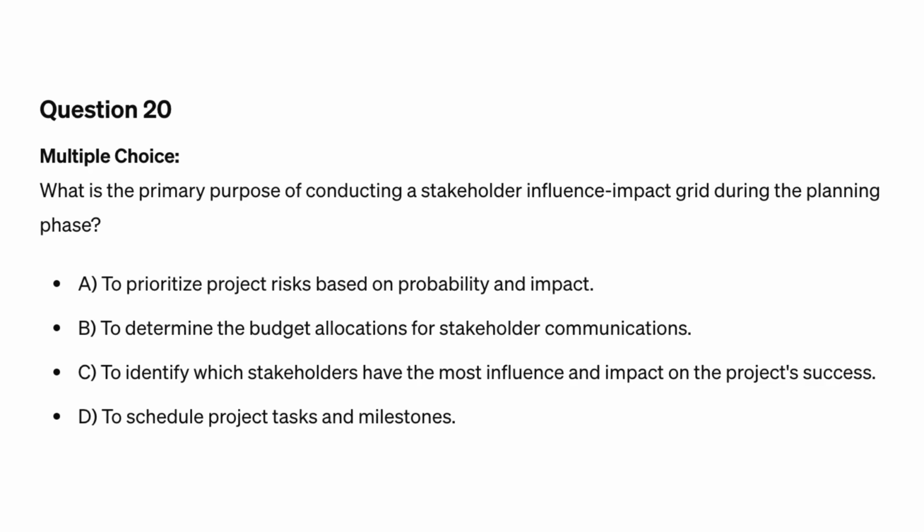Question 20. What is the primary purpose of conducting a stakeholder influence impact grid during the planning phase? A. To prioritize project risks based on probability and impact. B. To determine the budget allocations for stakeholder communications. C. To identify which stakeholders have the most influence and impact on the project's success. D. To schedule project tasks and milestones.